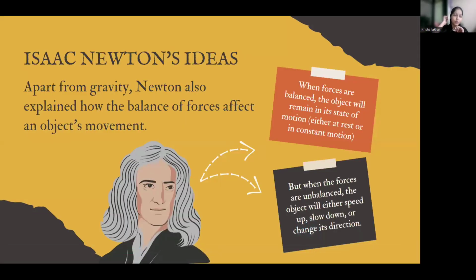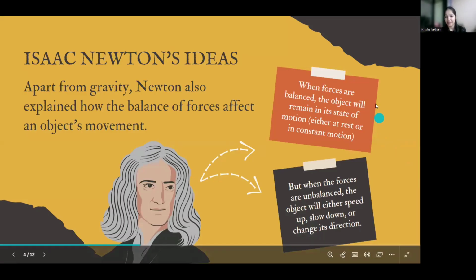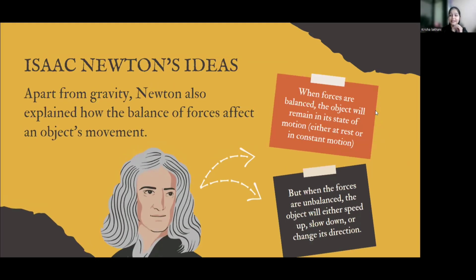Now, Isaac Newton, the Mahan scientist, we can say, Isaac Newton had some ideas. Apart from gravity, Newton also explained how balanced forces affect an object's movement. कोई भी movement of an object हो रहा है, तो how will that affect the balanced forces? So he said that when the forces are balanced, the object will remain in the state of motion. अगर ऑब्जेक्ट दोनों साइड से उसके फोर्सेस जो भी है वो अगर बैलेंस्ड रहेंगे तो व्हाट विल हैपन? द ऑब्जेक्ट विल स्टे इन मोशन. वही मोशन में वो कंटिन्यू करेगा, एट रेस्ट और इन कांस्टेंट मोशन.